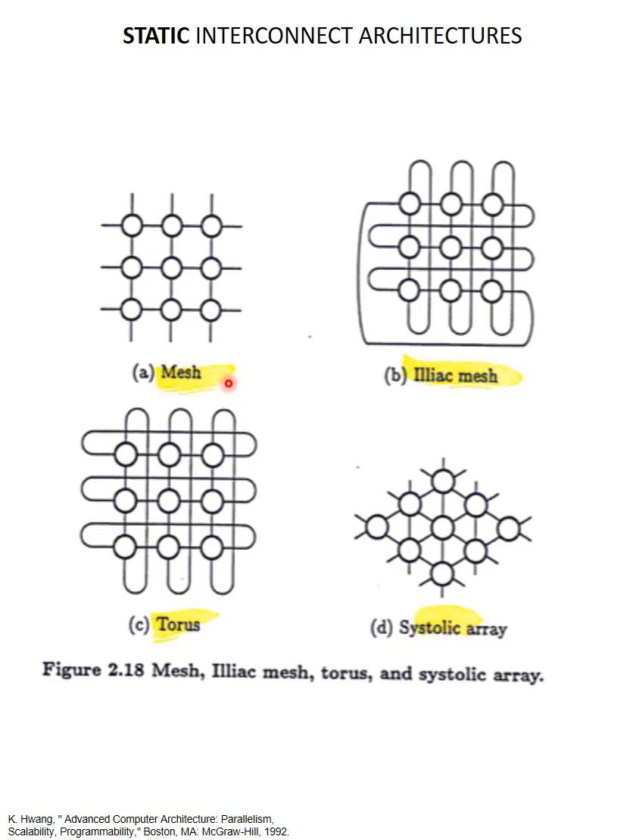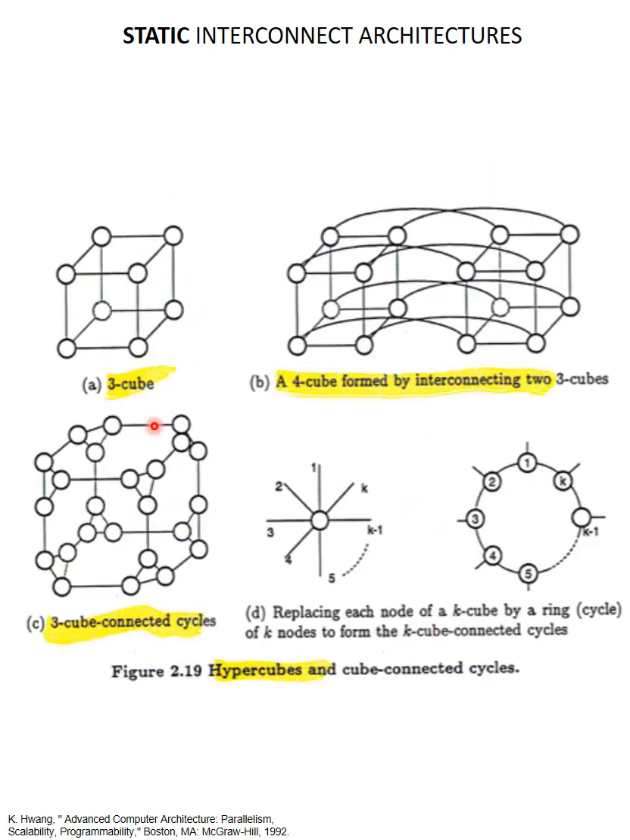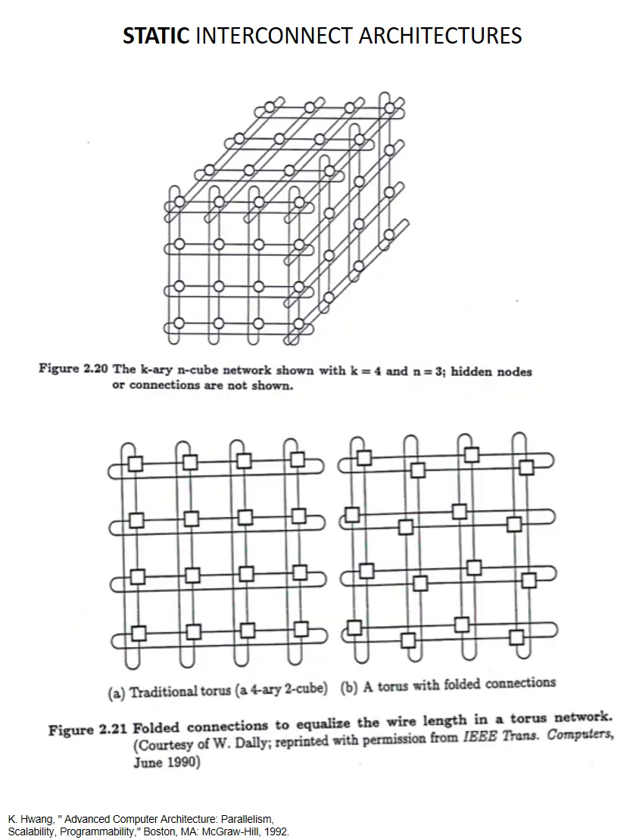We also have mesh, Illiac mesh, torus, systolic array. 3-cube, 4-cube, formed by interconnecting two 3-cubes, 3-cube connected cycles. K-ary n-cube, and then folded connections, torus, folded or not.